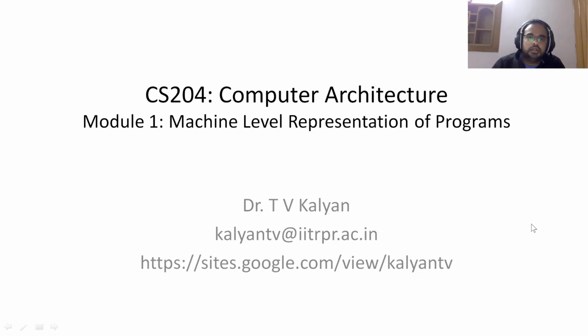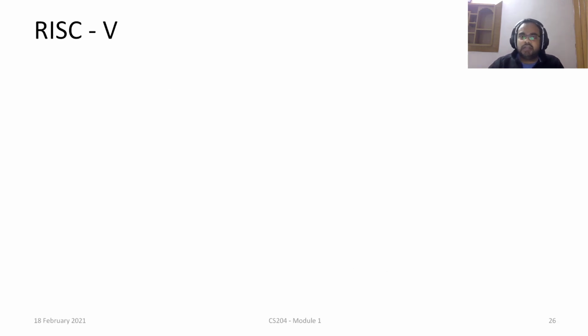Hello students, in the previous lecture we looked at what ISA means, and we also touched upon the point that there are two different types of ISAs, RISC and CISC, and we looked at some basic differences among them. And I stopped the lecture mentioning that we will be taking RISC-V as an example and studying further. So in this lecture we'll start with RISC-V.